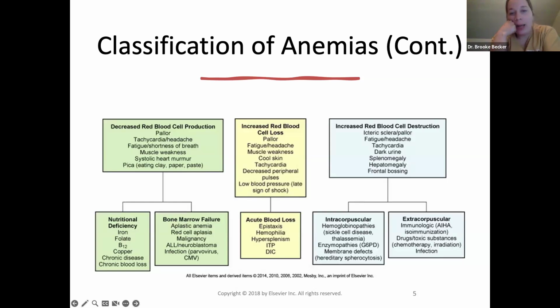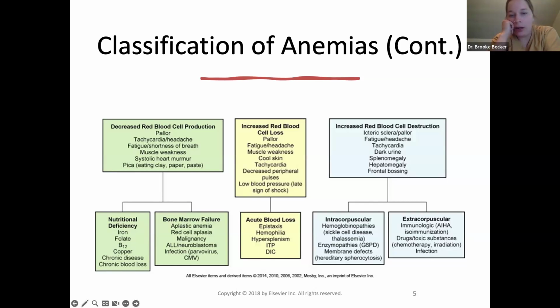So there's two different types of red blood cell destruction. It's your intracorpuscular or your extracorpuscular. Goodness, I'm having a hard time. So your extracorpuscular is going to be with your immunologic dysfunction or substances, drug toxicities. So chemotherapy is one that causes increased red blood cell destruction. It actually destroys every type of cell in the body. And infection or radiation. Okay.